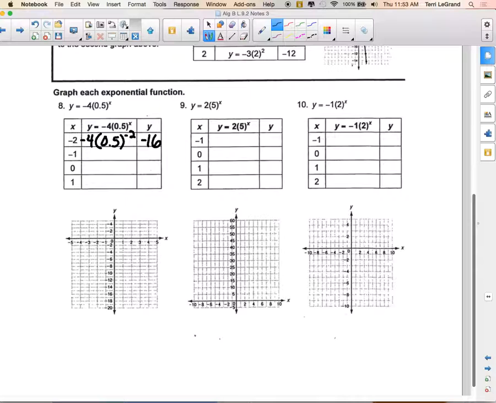Okay, go ahead, fill out the rest of that table. Show the substitution step first. Show the substitution step, and then the calculator gets to do all the rest for you.